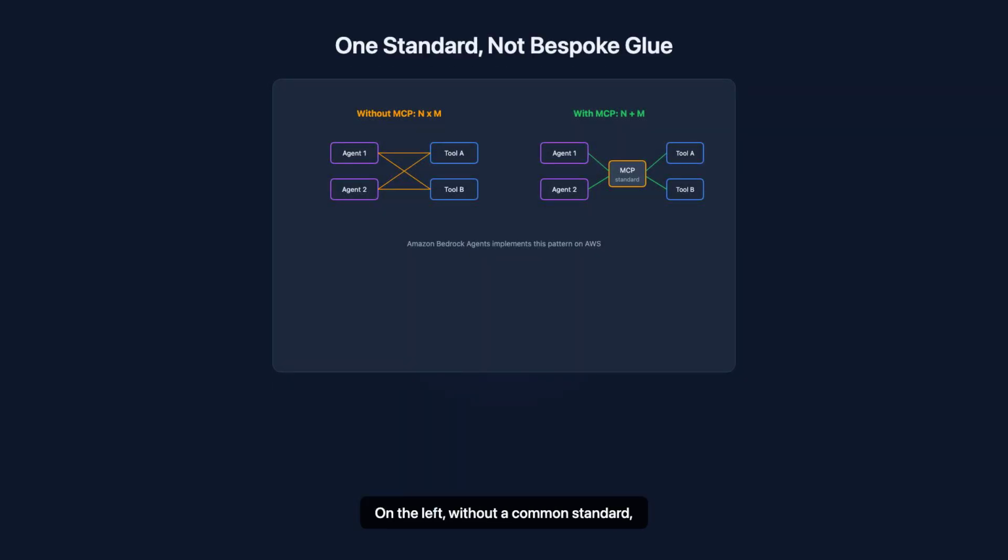On the left, without a common standard, every agent needs a custom connector to every tool. 2 agents and 2 tools already means 4 bespoke integrations, and it explodes as you add more. That's the N times M problem. On the right, with MCP in the middle, each agent implements the standard once, and each tool implements it once. Now you're at N plus M connections instead of N times M.